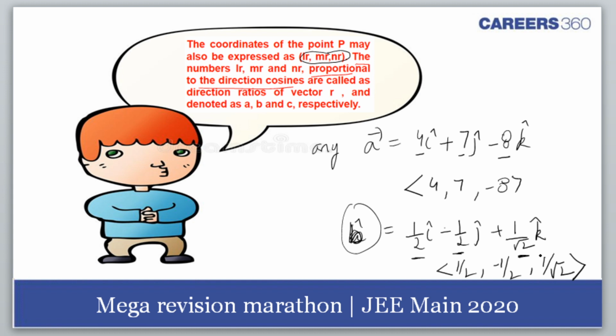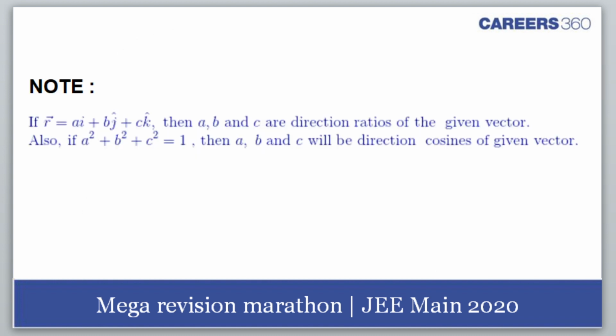I hope you understand. Hello students, I want an answer. Do you understand it? Now let us have a look at this. If R is this, then A, B, C are the direction ratios of the given vector, and if it's a unit vector, then A, B, C will be the direction cosines. That's the same thing which I explained to you in the previous slide.